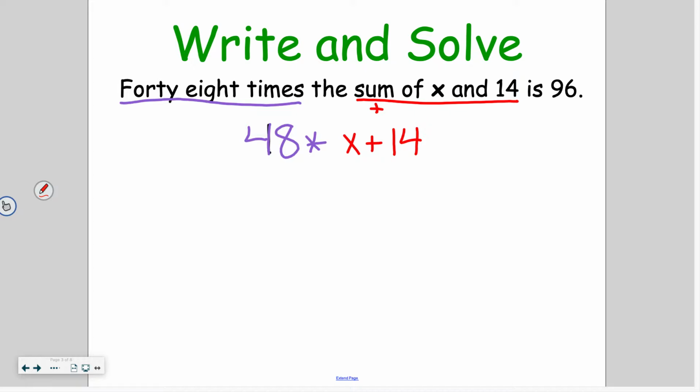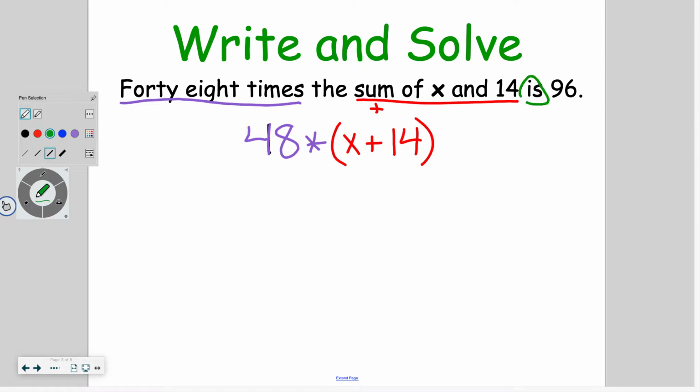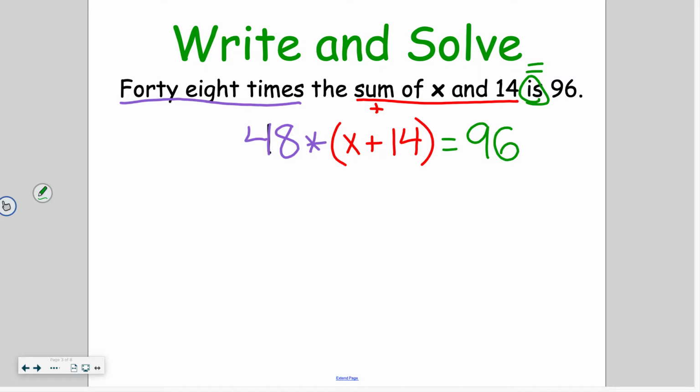But we want to make sure 48 is being multiplied with the whole sum, so we need to put parentheses around it. So 48 times, and then we've got that sum, that adding piece, and then the word is means equal, so we've got equals 96. So 48 times x plus 14 in parentheses equals 96. Now we're going to go ahead and solve this equation.